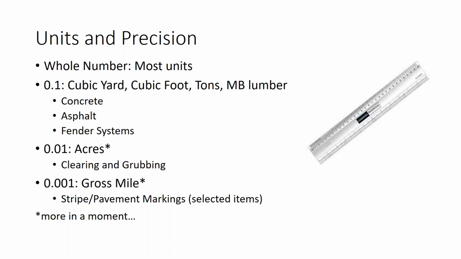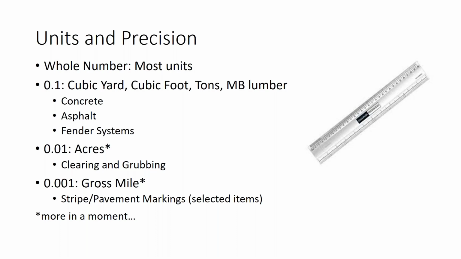Moving on to Chapter 2. In Chapter 2, we address the units and precision of our pay items and quantities. Most of our pay items are recorded to the nearest whole number, but we do have some that are measured to the tenth of a cubic yard, a cubic foot, the tons, or 1,000 board foot of lumber. And those include some concrete items, some asphalt items, and our fender systems.